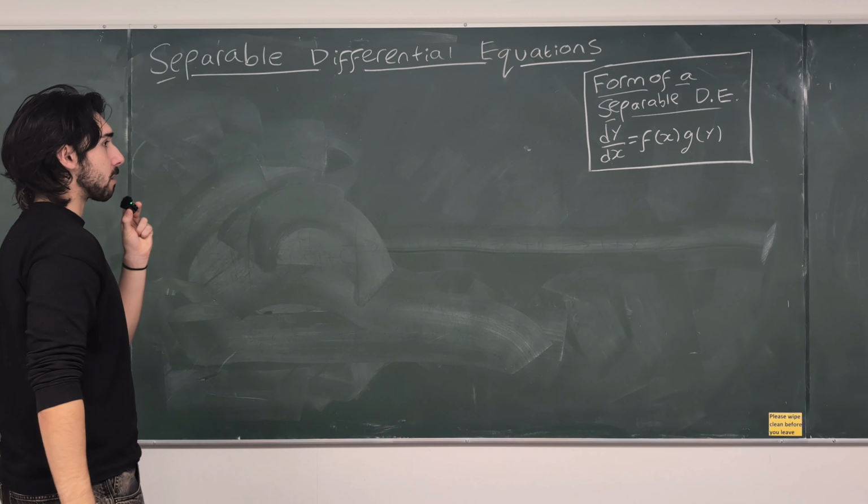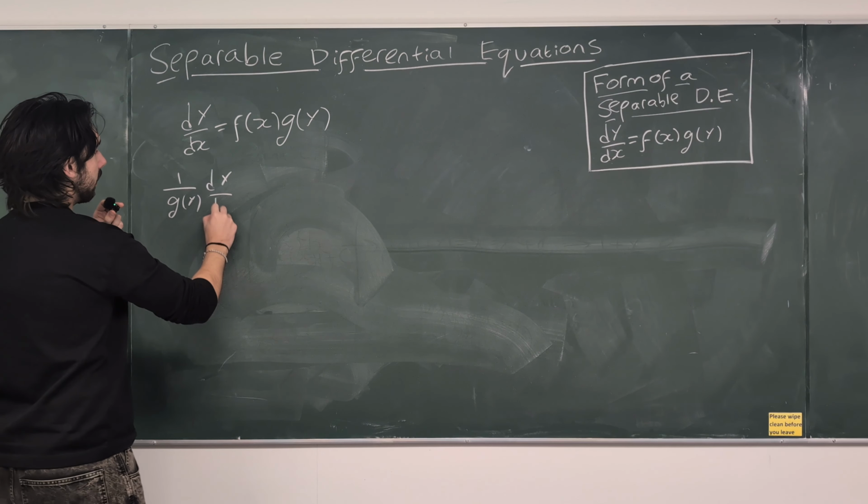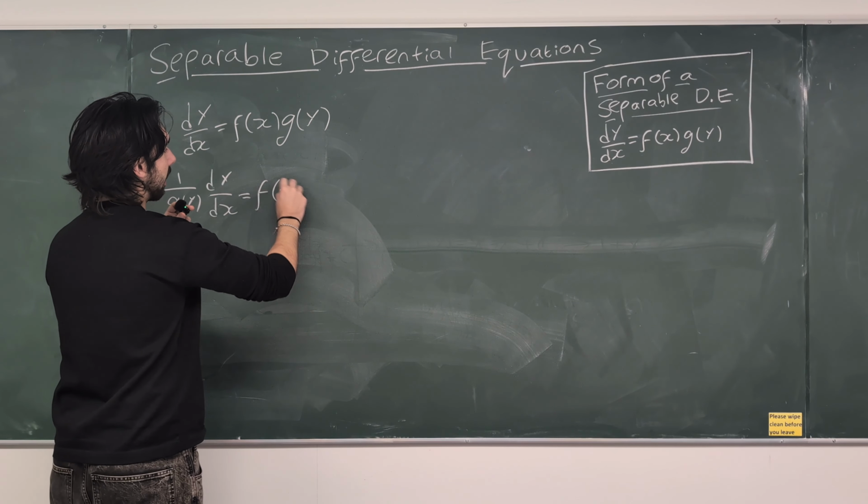In general, we've got dy dx equals f of x times g of y, obviously. Okay, here's the idea. I'm allowed to divide both sides by g of y. That's completely fine because I'm not messing with dy dx. So I've got 1 over g of y times dy dx equals f of x. I've not done anything. As long as g of y isn't 0, then we're fine here, okay?